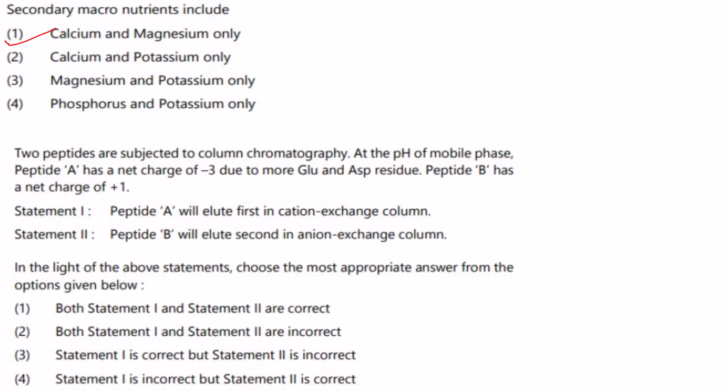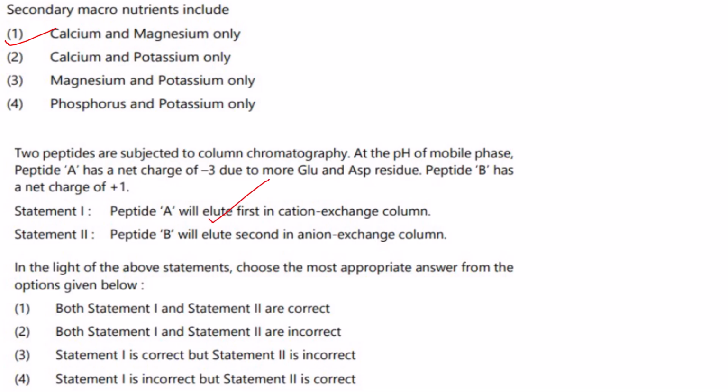The next one, two peptides are subjected to column chromatography at the pH of the mobile phase. Peptide A has a net charge of -3 due to more glutamic acid and aspartic acid residues. Peptide B has a net charge of +1. Peptide A will elute first in a cation exchange column. Okay, cation exchange column means it will use a negatively charged resin. Now peptide A is negatively charged. It will not bind to the cation exchange resin. It will elute first. So peptide A will elute first.